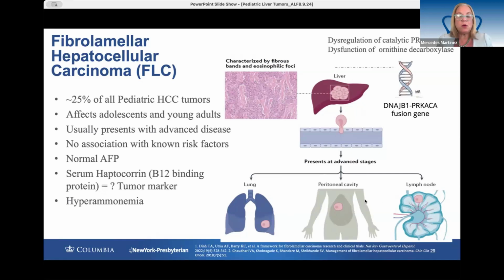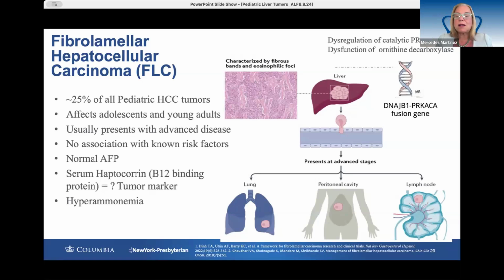These patients have no predisposing risk factors and have a normal alpha-fetoprotein. Then it's very difficult to say this is a cancer in a patient that has no risk factors and might have a small mass in the liver. People might forget about that even if it was seen. The serum haptocorrin, which is a vitamin B12 binding protein, is very elevated in most of these patients.